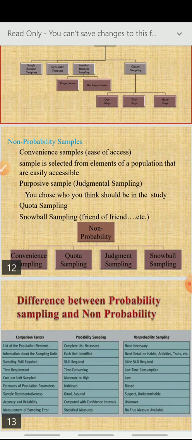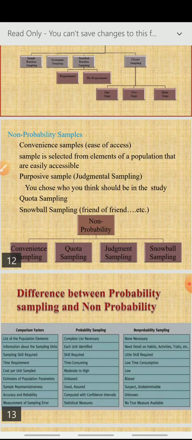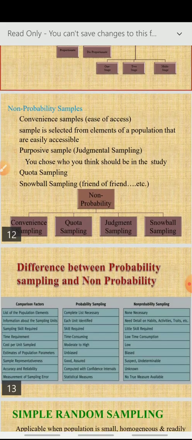Purposive sampling, that is judgmental sampling: when you think of some purpose before collecting your data. For example, if you are doing a study on four-wheeler brands, especially Maruti Suzuki, the very first question will be, do you own a car of Maruti Suzuki? So you are getting your questionnaire filled with some purpose. That is why it is known as purposive sampling. You choose who you think should be in the study, at the researcher's discretion. Then third is quota sampling, and fourth is snowball sampling. We'll do them one by one in this chapter.